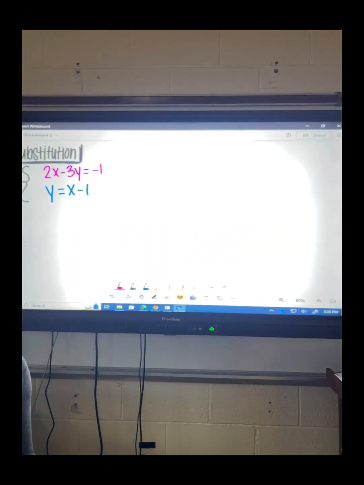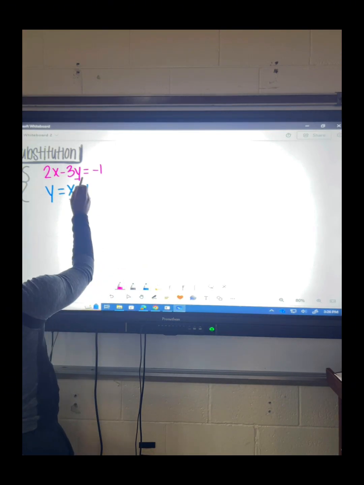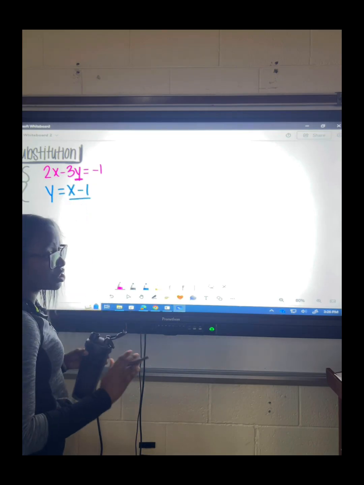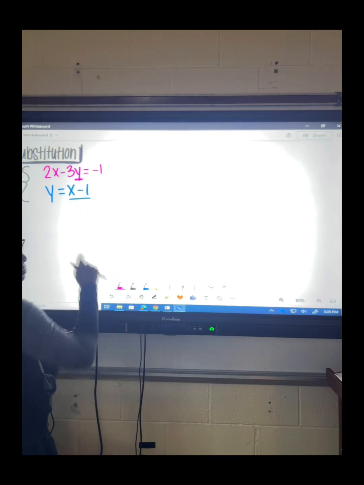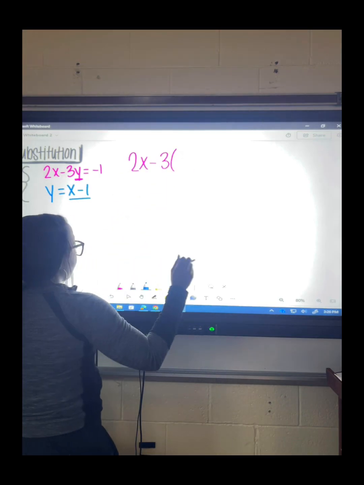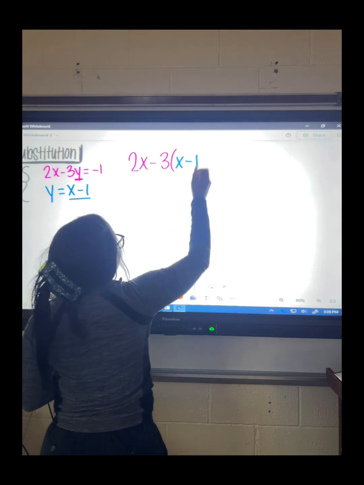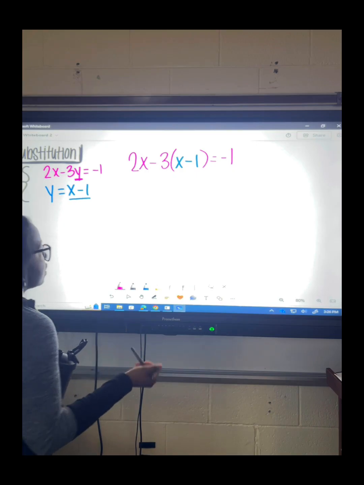Alright, so look at it and see which one possibly already has the variable solved for. Pink or blue? Blue. Blue is already solved for y. So I'm going to plug in x minus 1 for y because now y is no longer just y. Y is x minus 1. So I'm going to take my pink equation, and when it's time to write y, I don't write y, I write x minus 1 and plug that in. And then I solve.